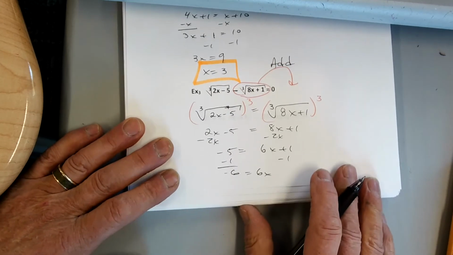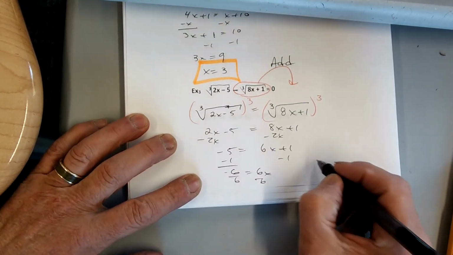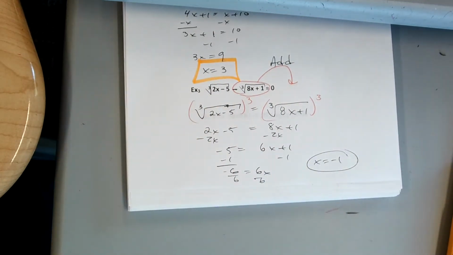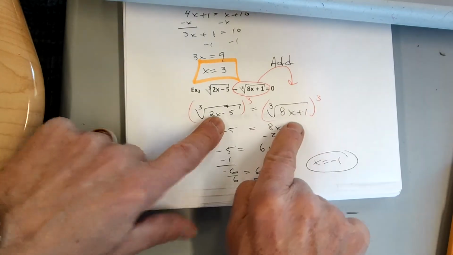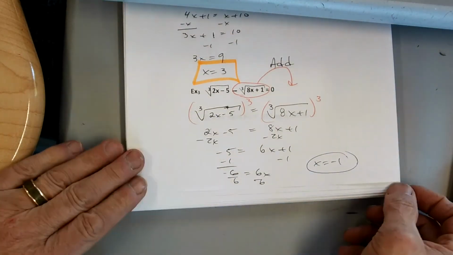I'm used to it. Divide by 6, and we get negative 1. How's that? Is that pretty easy? It was just a matter of that one trick. If you bring that over, then it gets easy, okay? Does that make sense?